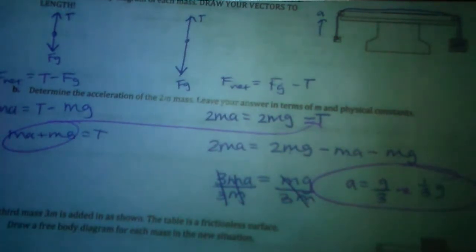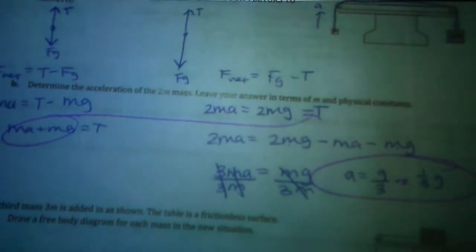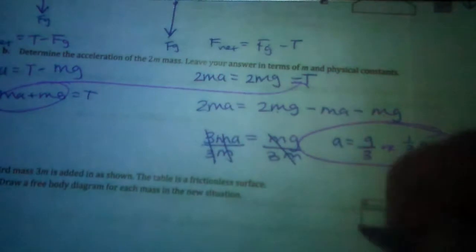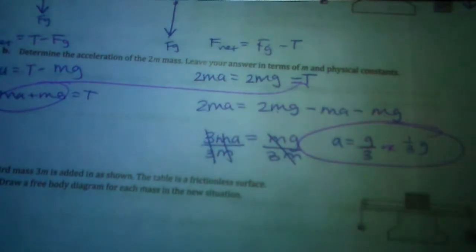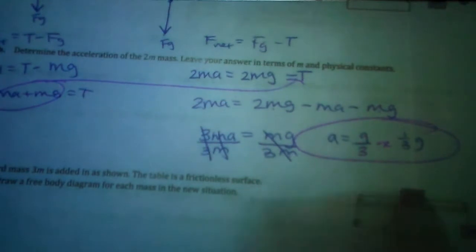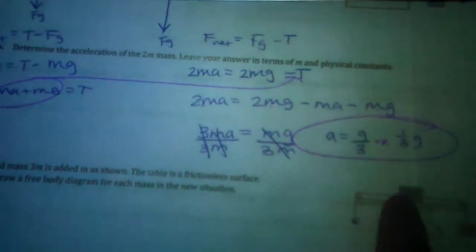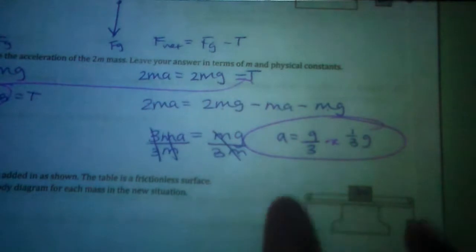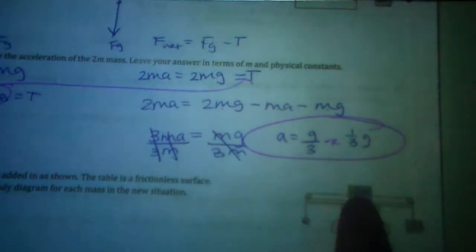For part C, before you actually solve, I want you to think about this. I still have the m, I still have the 2m, and now I'm adding in this mass 3m sitting on this table. It's frictionless, so I don't have to worry about friction. Compared to what we just did, do you think your acceleration will be more, less, or the same if you add in this 3m right here? So talk to your partner: more, less, or the same acceleration.